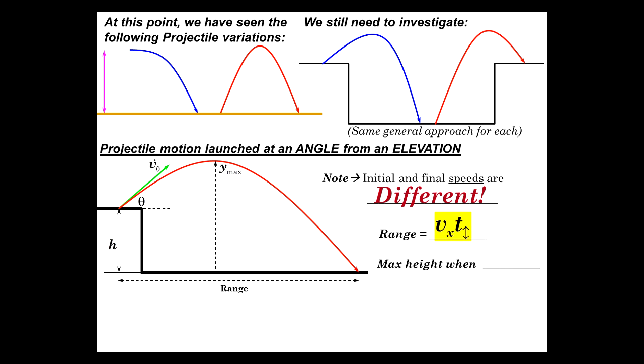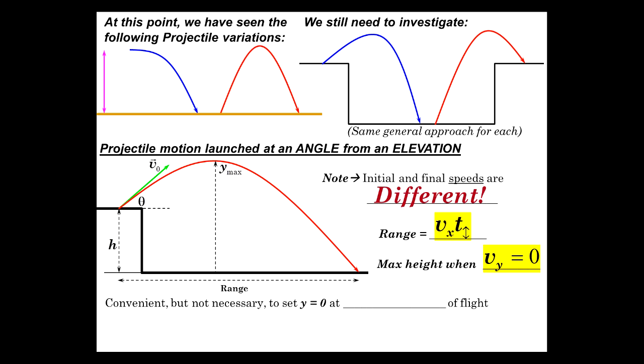Now the range is Vx times the total flight time, as before. The maximum height occurs when? What happens here? What's true about the motion? That's right, Vy is equal to 0. So we'll consider that.